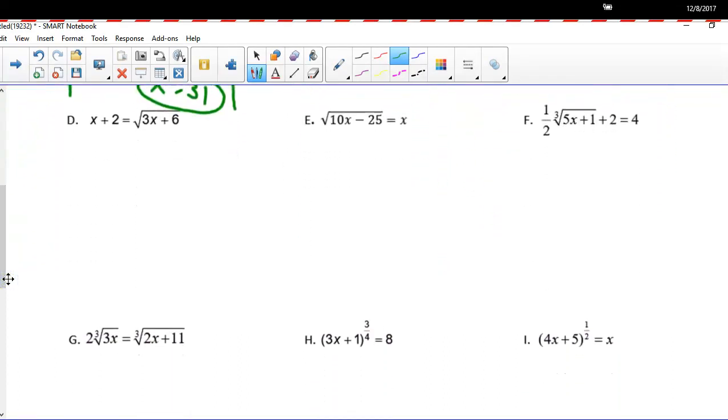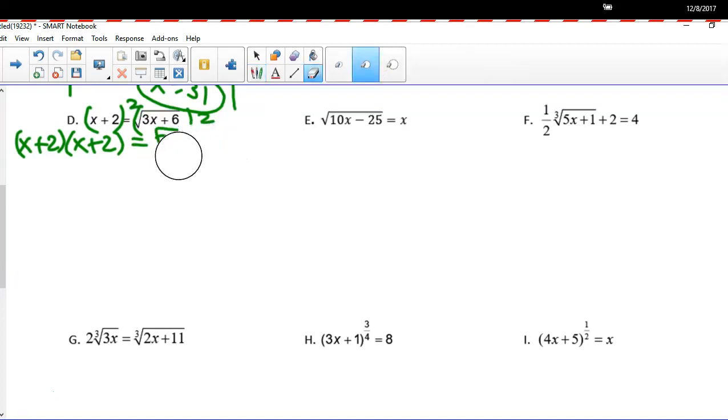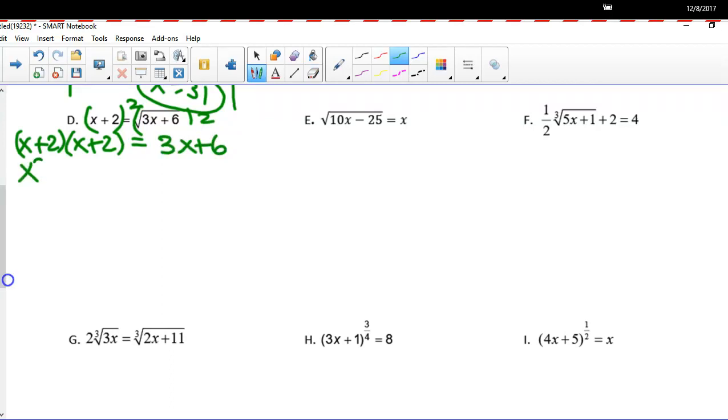We want to square both sides to get rid of the radical. When we square over on the left, oh, whoops, we got rid of the square root, sorry. 8x plus 6. So on the left side, we have x squared plus 4x plus 4.